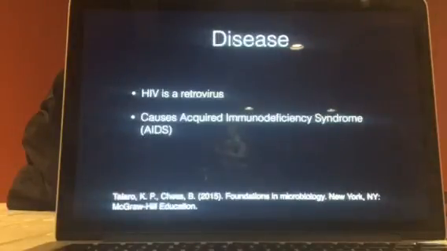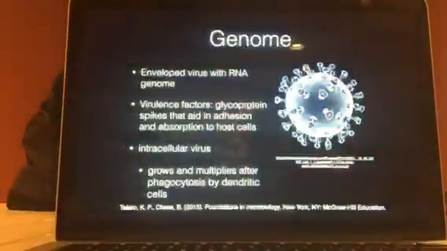So HIV is a retrovirus, and it is the causative agent of acquired immunodeficiency syndrome, or AIDS. So people who have AIDS first are infected with the HIV virus. The HIV virus is an enveloped virus with an RNA genome, meaning it is single-stranded. A unique feature is these glycoprotein spikes that you can see on the cell to the right that really aid in adhesion and absorption into human host cells. The HIV virus works intracellularly, meaning it grows and multiplies after being engulfed by dendritic cells of the immune system.